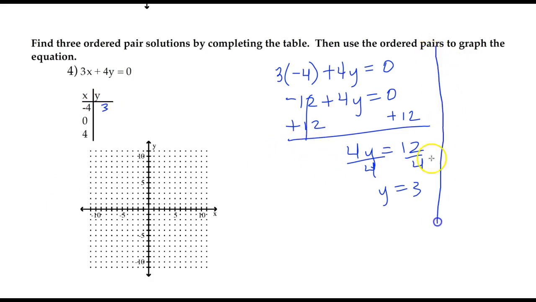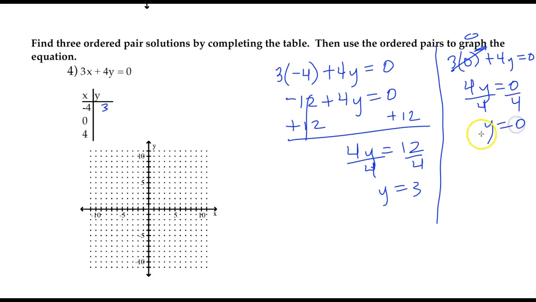Similarly, if we let x equal 0, then 0 plus 4y equals 0. So 0 plus 4y is 4y equals 0. Divide both sides by 4 and we see that y is just 0. So that would be here at the origin.